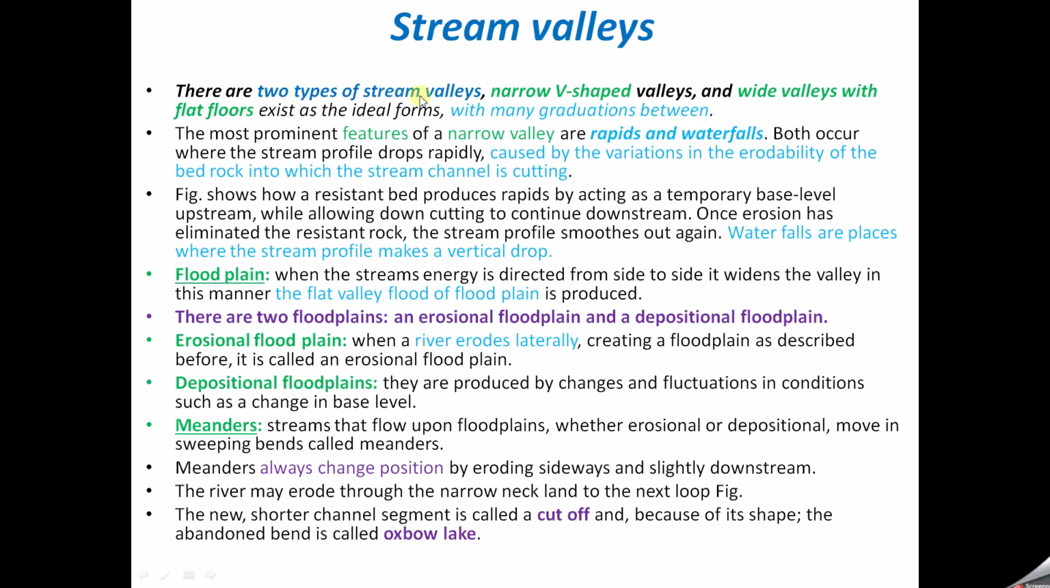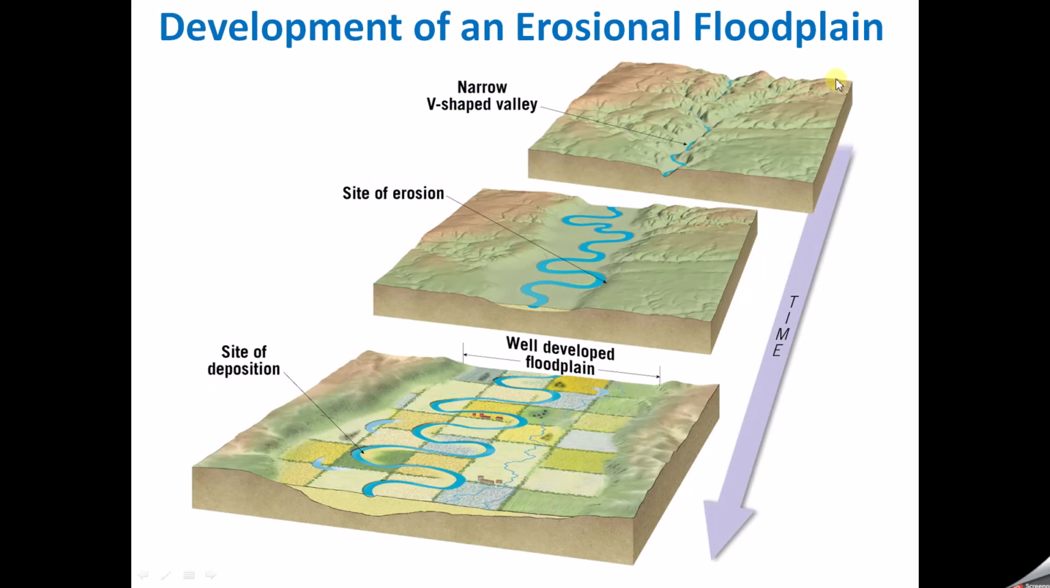Stream valley: two types of stream valley, narrow V-shaped and wide valley with flat floors. They have floodplains, and by the way, there are erosional floodplains and depositional floodplains, in the meandering, cutoff, and exposed areas. So we'll look at those two types of stream valleys. This is the narrow V-shaped valley, okay? And here the ones in between, and this is the last stage, the wide valley.